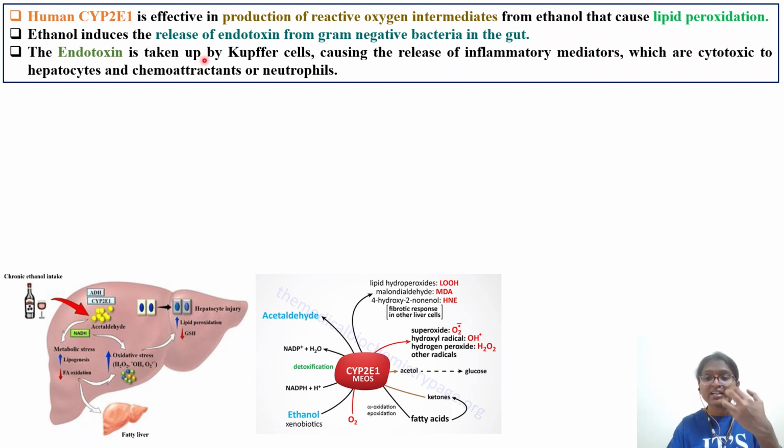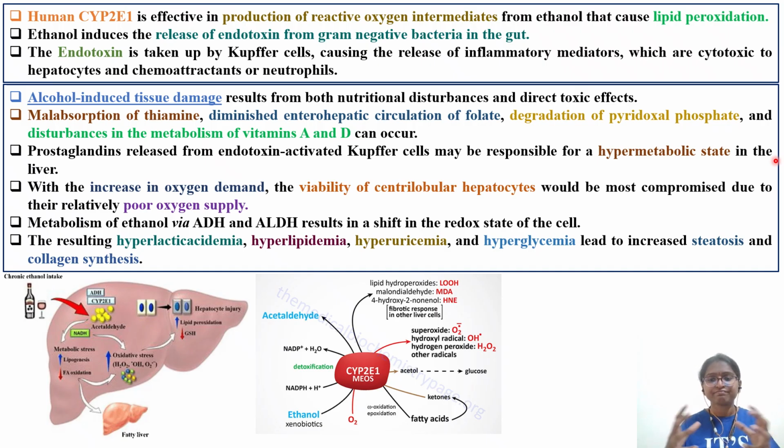Endotoxin is taken up by the Kupffer cells. Kupffer cells cause the release of inflammatory mediators. These are protective cells, but the mediators are cytotoxic to hepatocytes, the liver cells, as well as chemoattractant. It will attract more neutrophils to that particular area. So inflammation takes place, and because of that the hepatocytes will undergo death. So this is alcohol induced tissue damage.